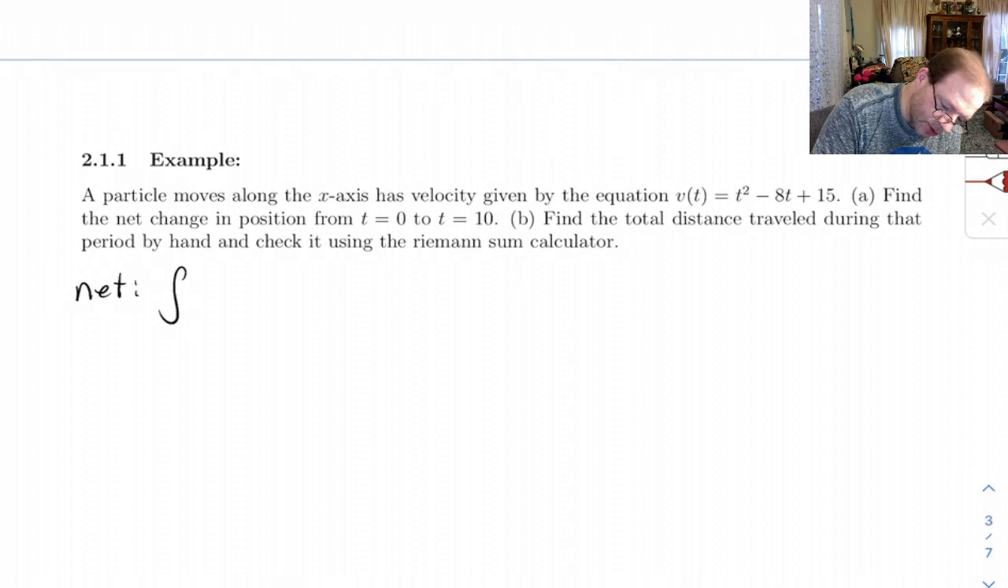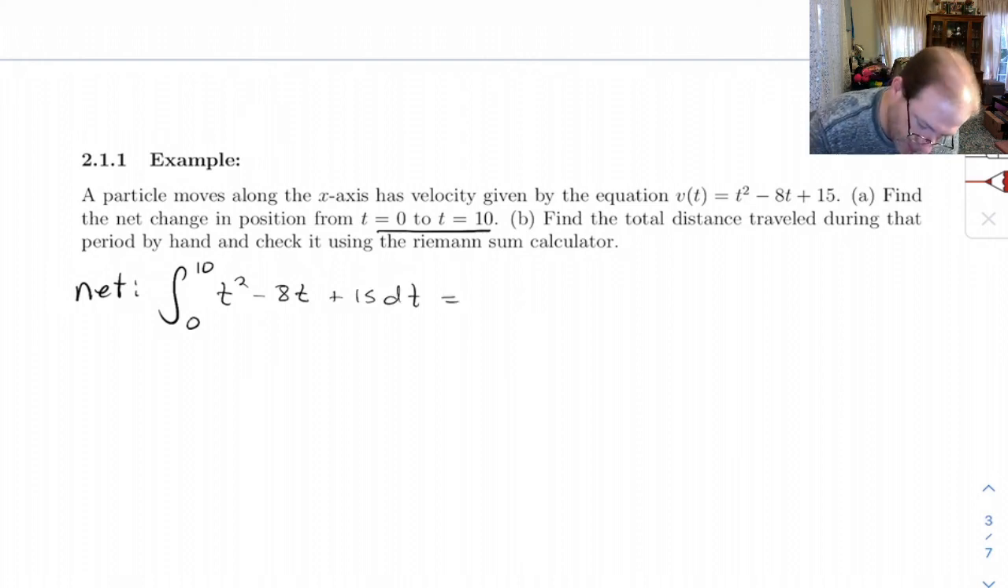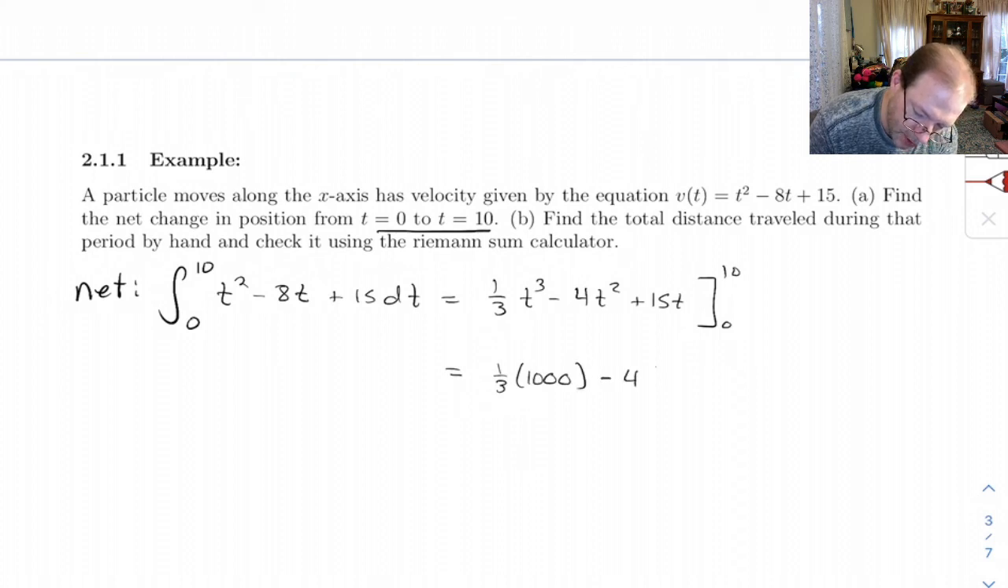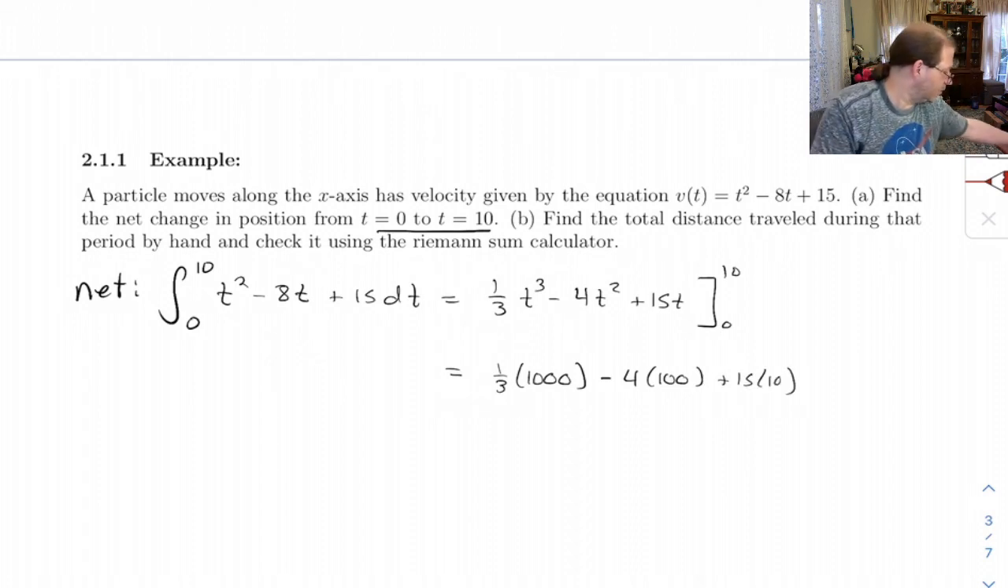To find the net change, we're just going to integrate from 0 to 10 our velocity, t squared minus 8t plus 15. And doing this by hand, we'll get 1/3 t cubed minus 4t squared plus 15t, going from 0 to 10. All right, if I plug the 10 in, I get 1/3 of 1,000 minus 4 times 100 plus 15 times 10. And let's see, what is that?